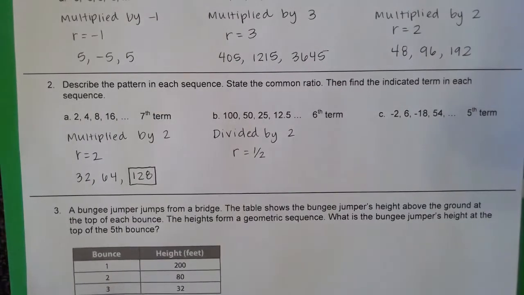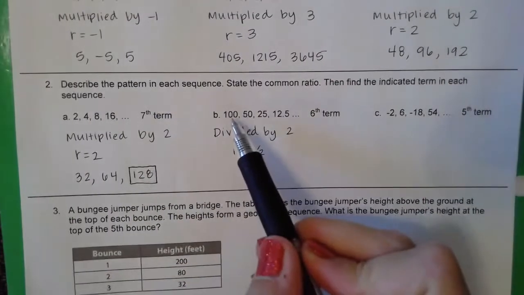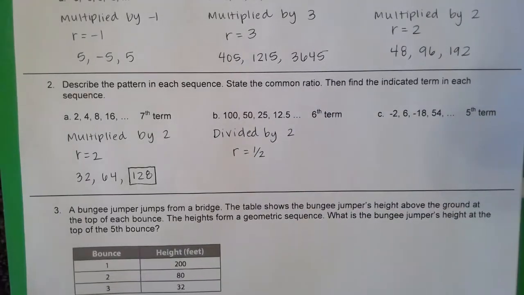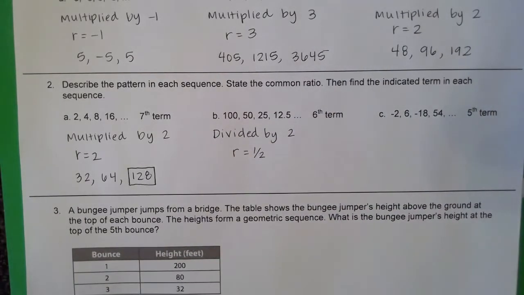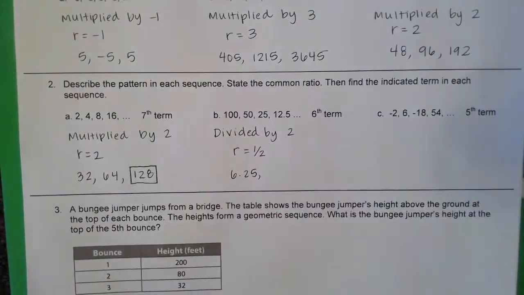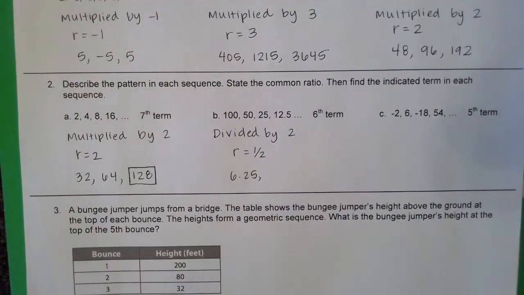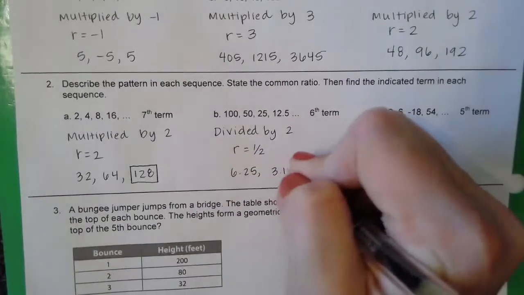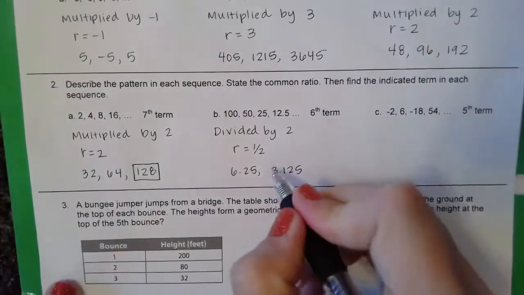On this one, we're trying to find the 6th number in the list. They gave me the first one, the second one, the third one, and the fourth one, and so to find the 5th one, I would do 12.5 times 1/2. That's not the answer to the question, that's just the 5th number in the list. And then to get to the 6th number, I would multiply that number by 1/2, and so it's 3.125.